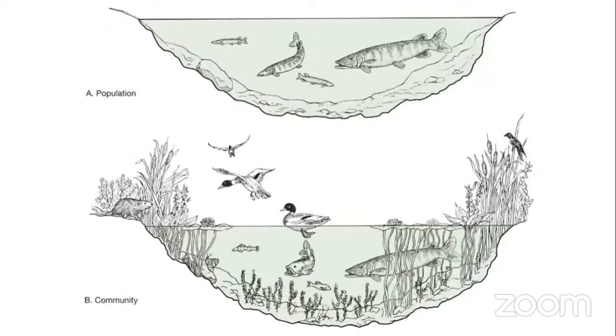Okay, here is a diagram further clarifying the definitions. So population, you can see, is the number of individuals of the same species, the upper one. And in the community below, you can see you have different species in a particular place.